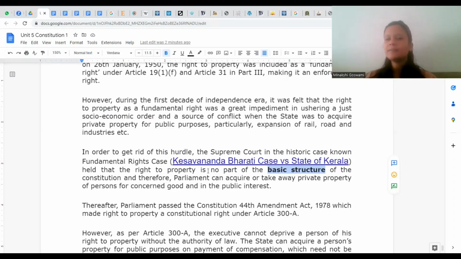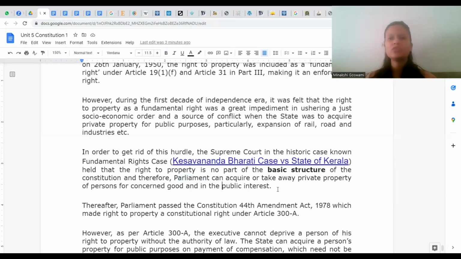So in the Kesavananda Bharti case, it was said that the right to property is not a basic structure of the constitution. Like how democracy is a basic structure, right to property is not a basic structure. Because it's not part of the basic structure, parliament can make changes in it. Parliament can make changes in this, right? So parliament can take away the private property of a person for the common good or public interest.